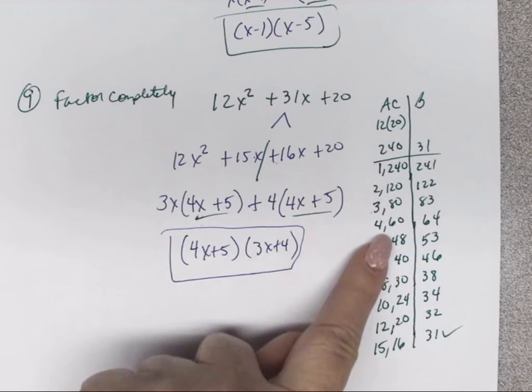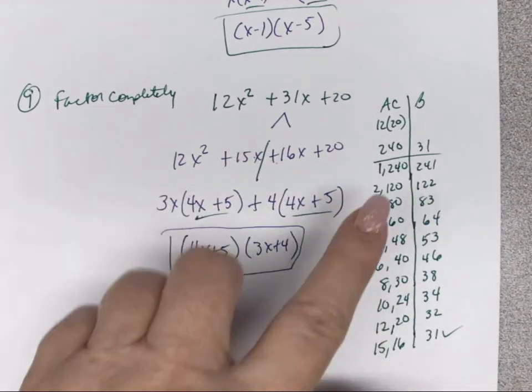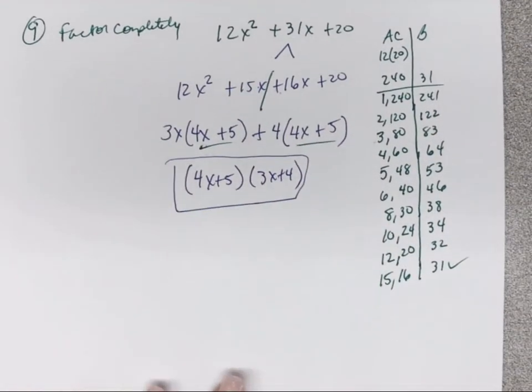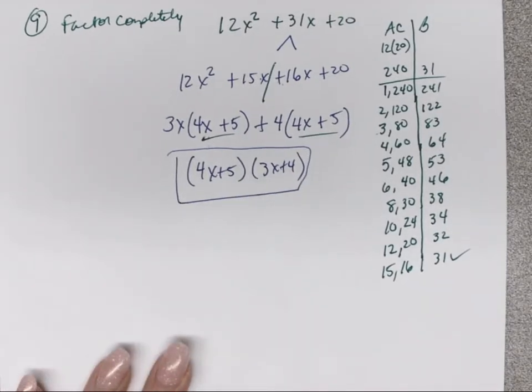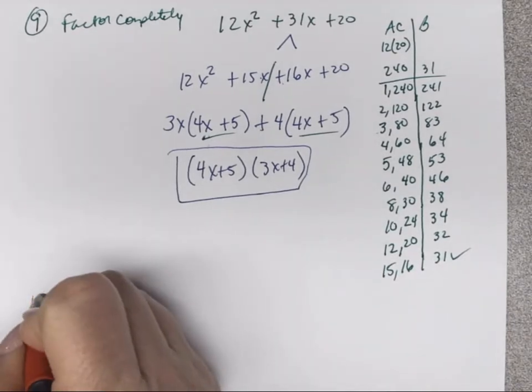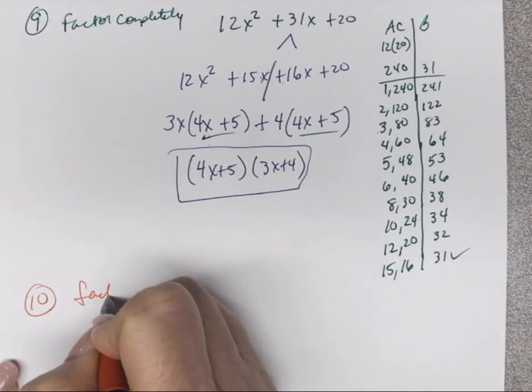So like I said, you don't have to do all of those. You could have kind of jumped ahead a little bit, but make sure that you're not missing what you're looking for. All right, so for our next one, number 10, we are again factor completely.